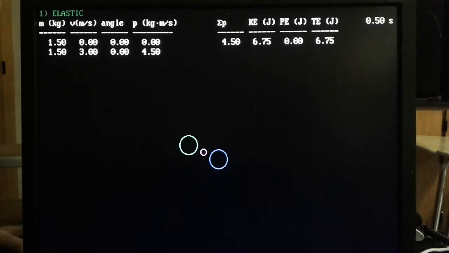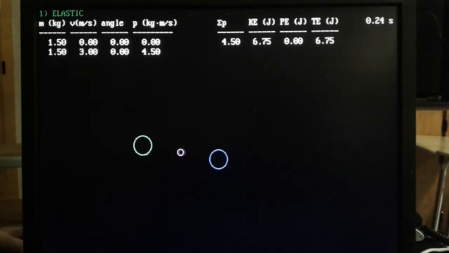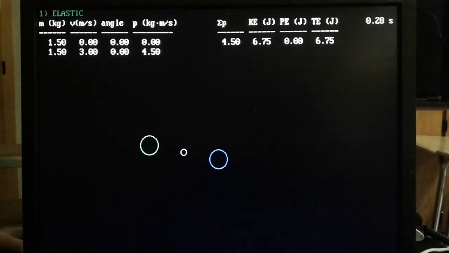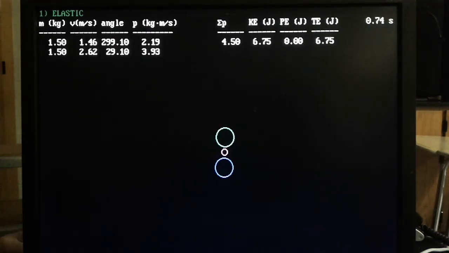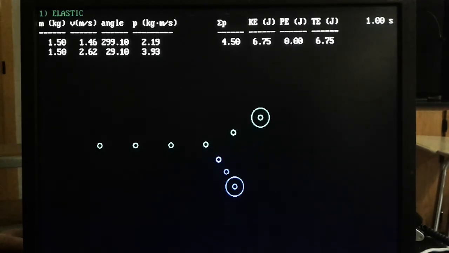Now we'll see if the momentum stays the same. Momentum is constant. The total energy is constant too. This is a completely elastic collision. Can you do momentum in 2 dimensions? Let's trace the motion. You should be able to calculate the final momentum from this data.